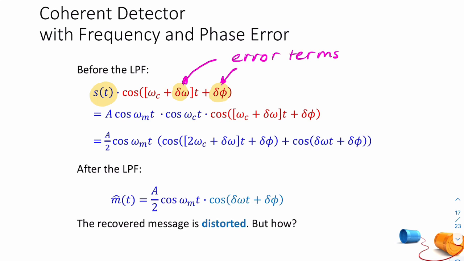Now, if you just follow the maths, S of t we can rewrite as A. Now, I don't mean A to be AM multiplied by AC, because, as I said, the signal has already been attenuated and scaled down. So A is just some amplitude, whatever the amplitude is after it's come in to the detector and it's been amplified, some amplitude A. And we multiply by this cosine term. So now we have cosine multiplied by cosine.